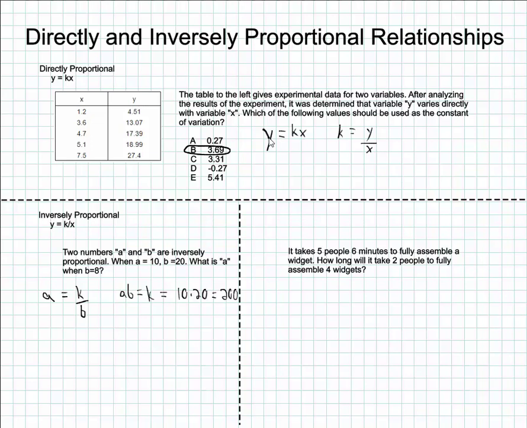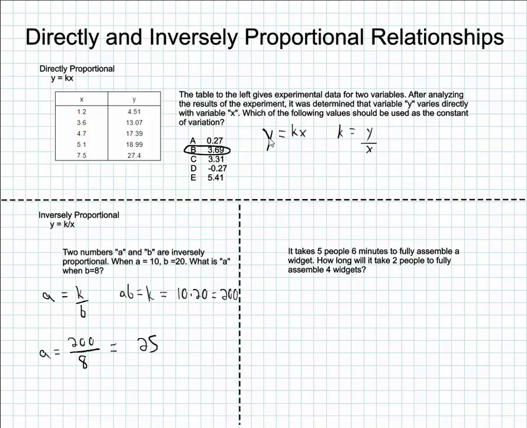So now we need to figure out what a is when b equals 8. So now let's just solve for a. So a is equal to 200, the constant we just calculated, divided by 8. And that leaves us with 25.